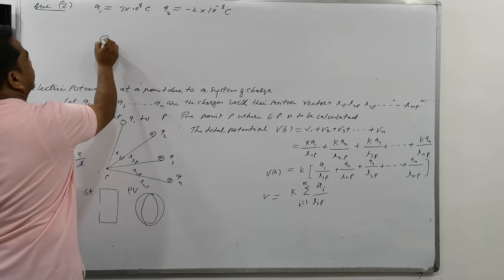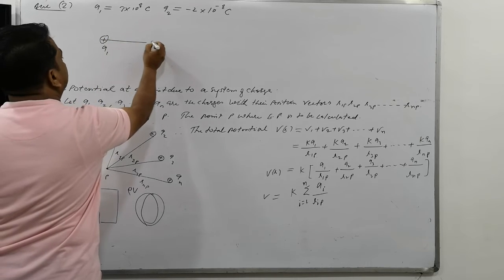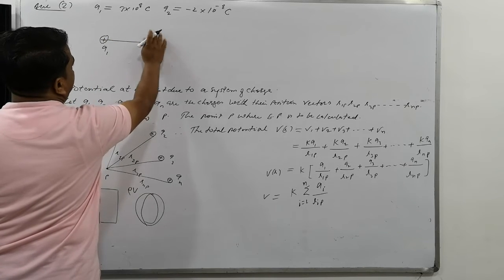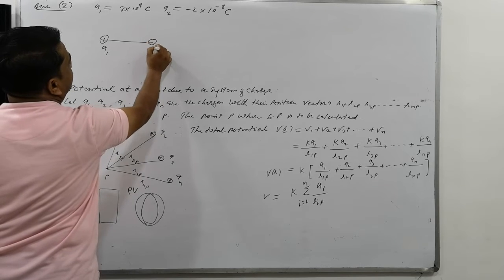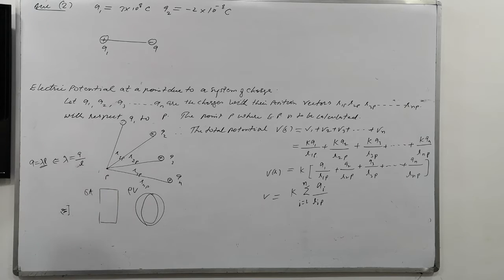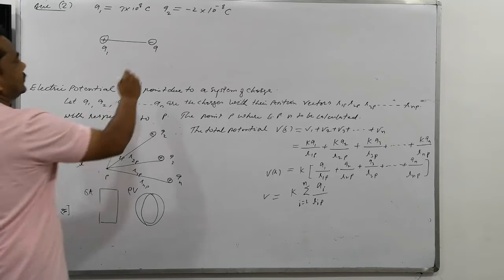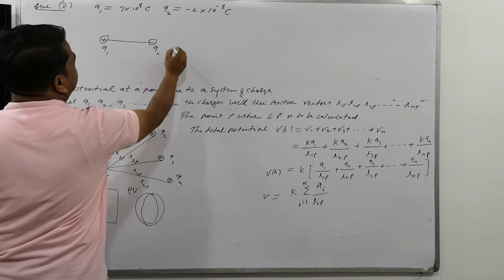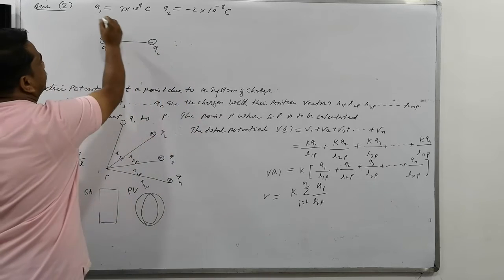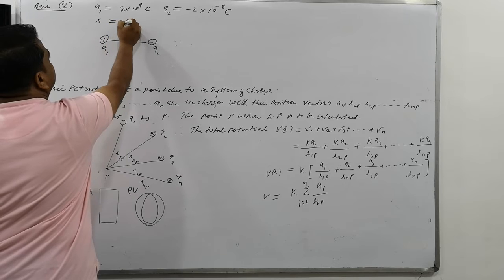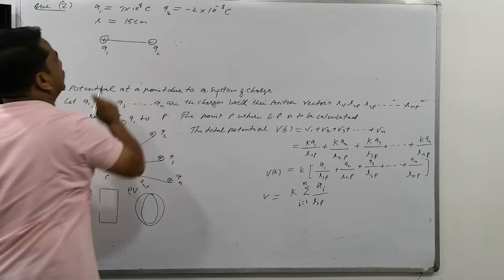Means one charge is here. It's called Q1. The other charge is also here. It's called Q2. One charge is negative, the other charge is positive. This is Q2, and here is Q1. What is the distance between them? The distance between them is 15 centimeter.